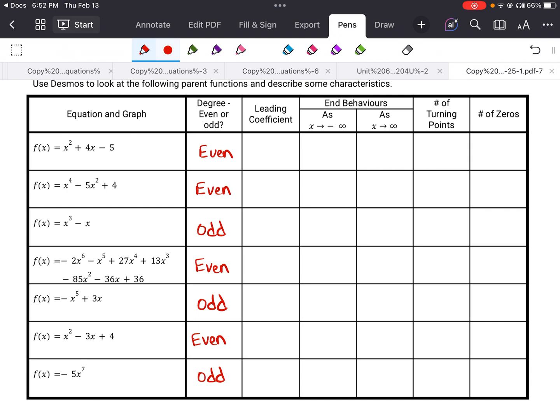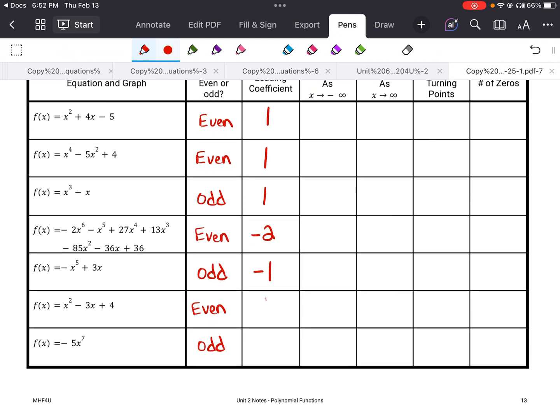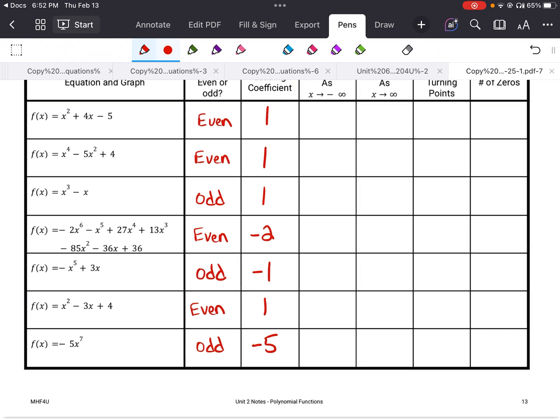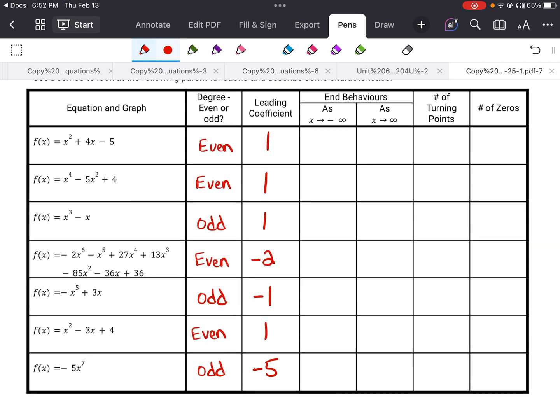Okay, the leading coefficient. So the number in front of the degree variable, so that the coefficient with the variable that has the largest exponent. So x squared is a leading coefficient of 1, x to the power 4, leading coefficient of 1, 1x cubed, negative 2x to the power 6, negative 1x to the power 5, 1x squared, and negative 5x to the power 7.